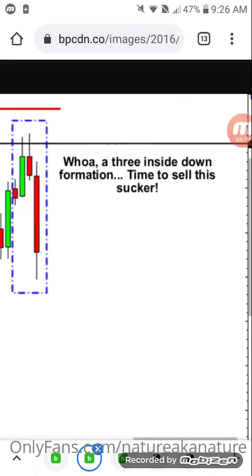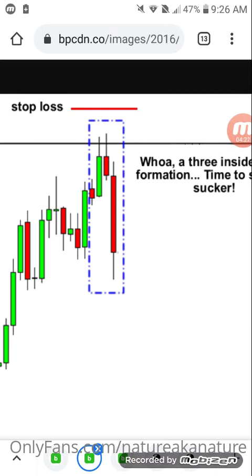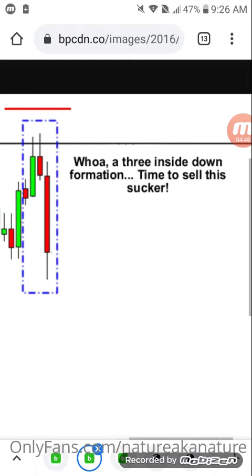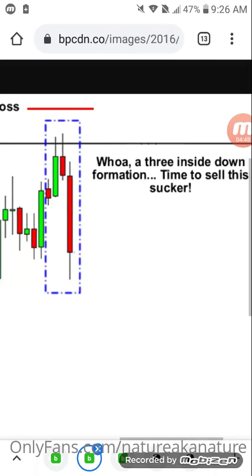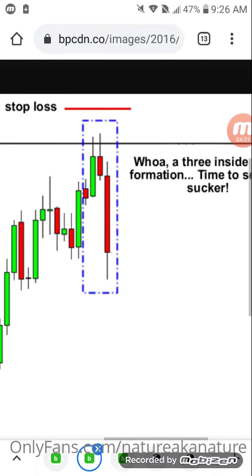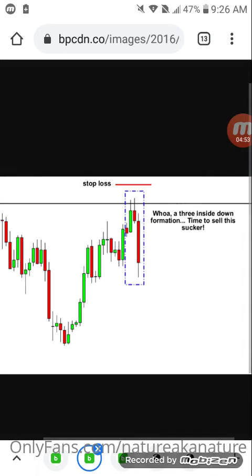It still was at 1.90 before it made the three inside down. Once it made the three inside down, that's a bearish triple candlestick reversal pattern. The first candle is the overall trend, then the second candle, and the third candle closes below the midpoint of the first. This is a three inside down formation. Time to sell, time to get in for sales. So your stop loss is above the last resistance.